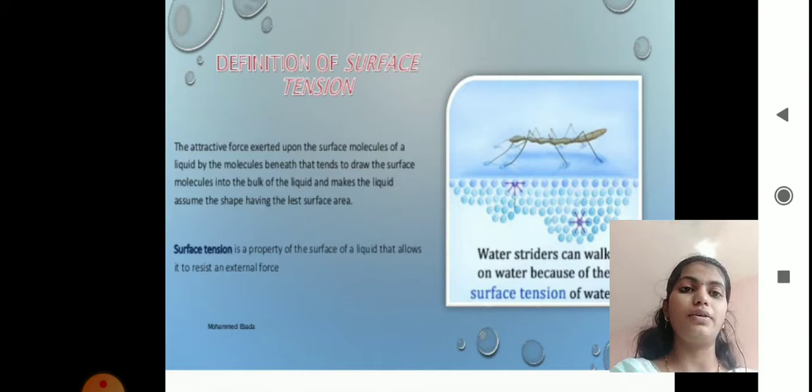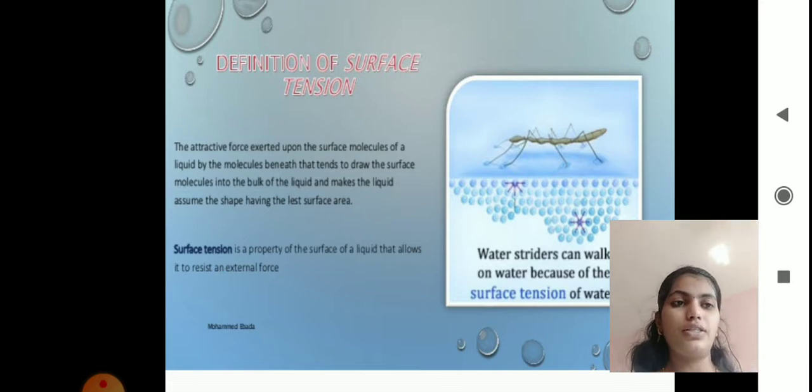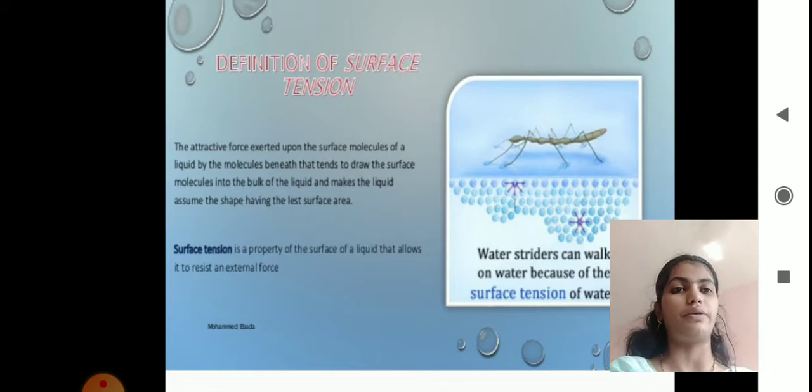Surface tension is the property of the surface of a liquid that allows it to resist external forces. It means that the surface tension is the property of resisting forces, which is due to the resistance to external forces on the water surface of any liquid surface.